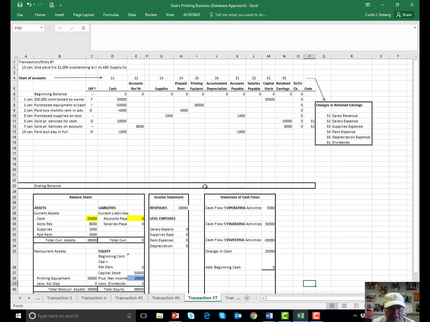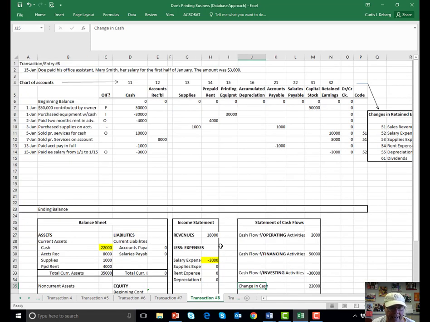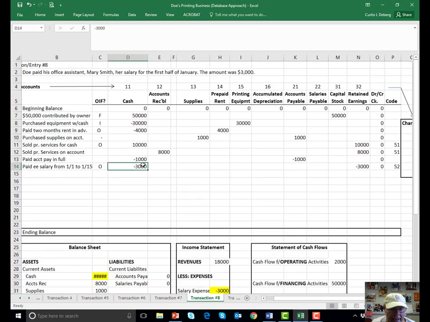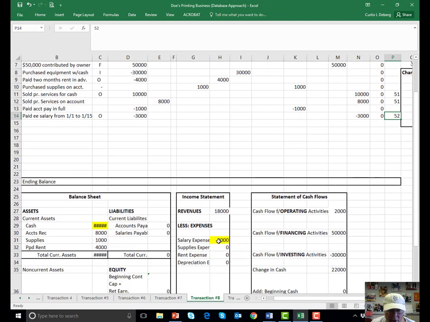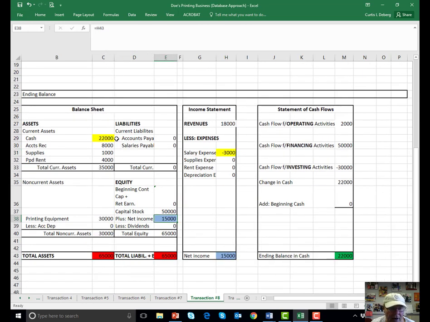Transaction 7 is posted. What happened in transaction 7? We spent cash to pay off our account payable. Transaction 8, we spent cash to pay employee wages. Cash goes down, equity earned goes down. That's account 52. And notice, salary expense is part of our income statement. Our income has fallen now to 15 grand. It articulates there. And our cash now is 22 grand.